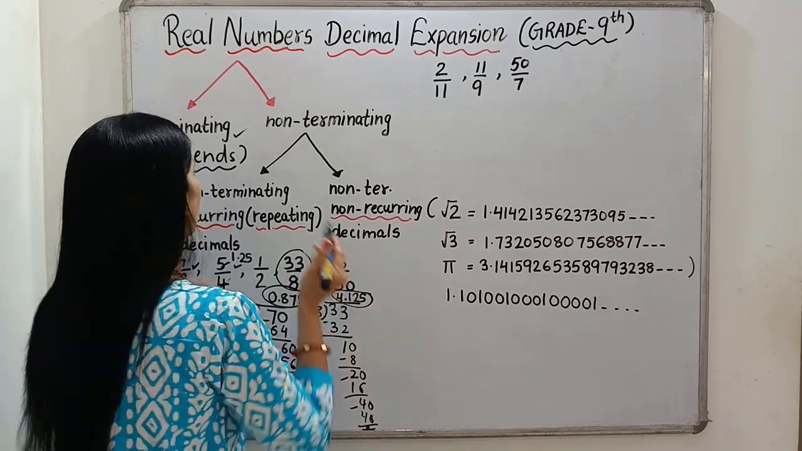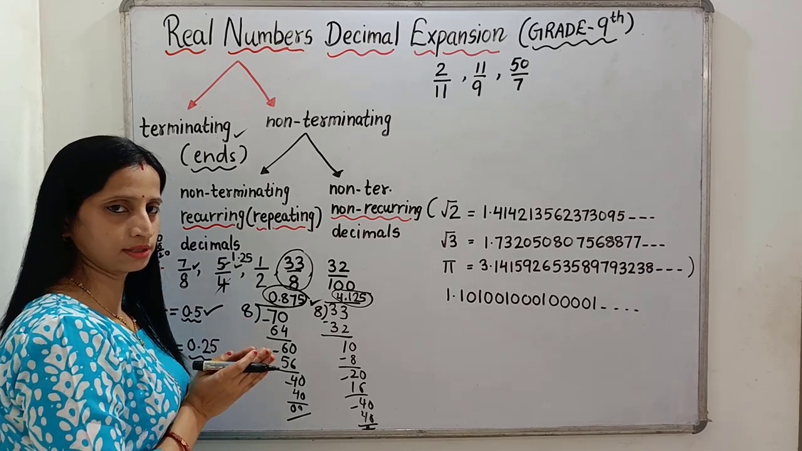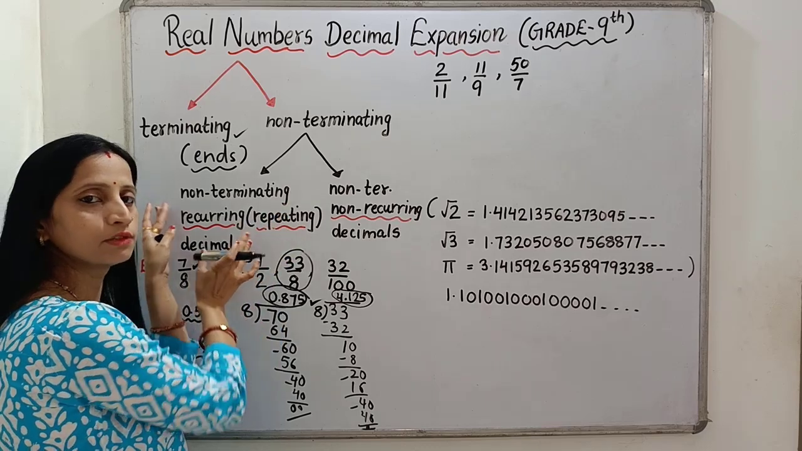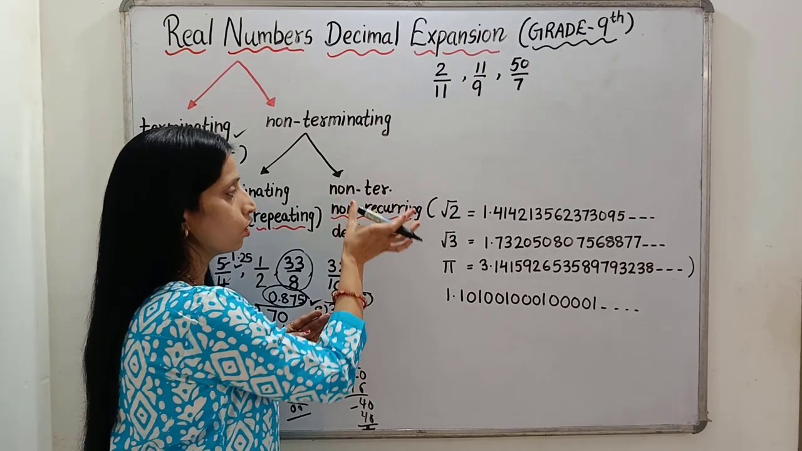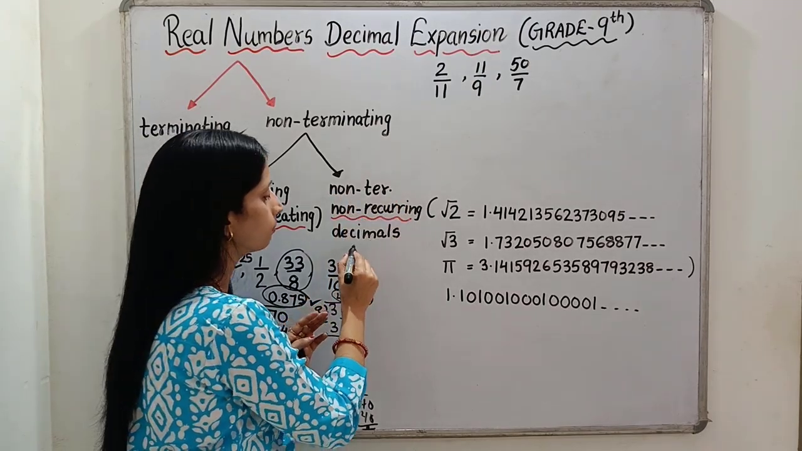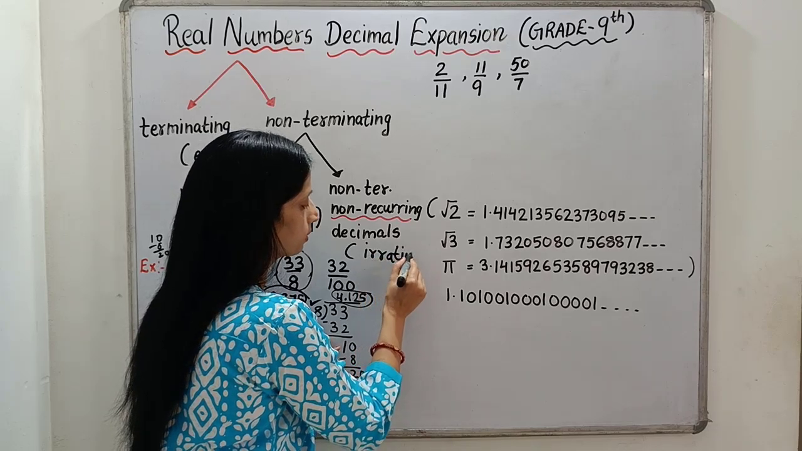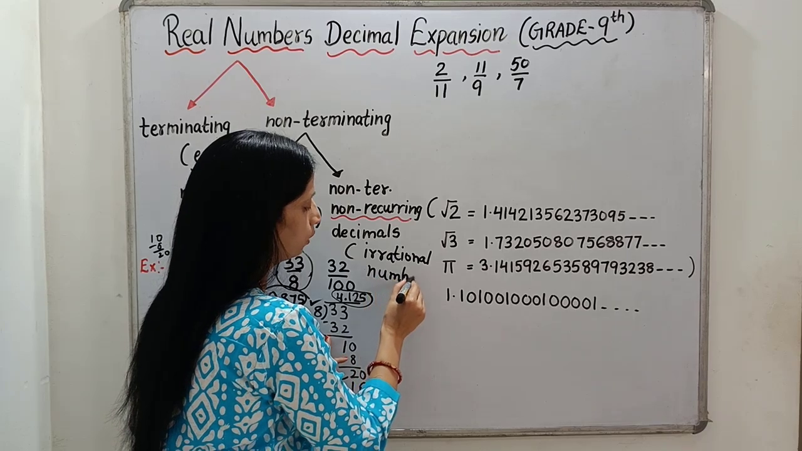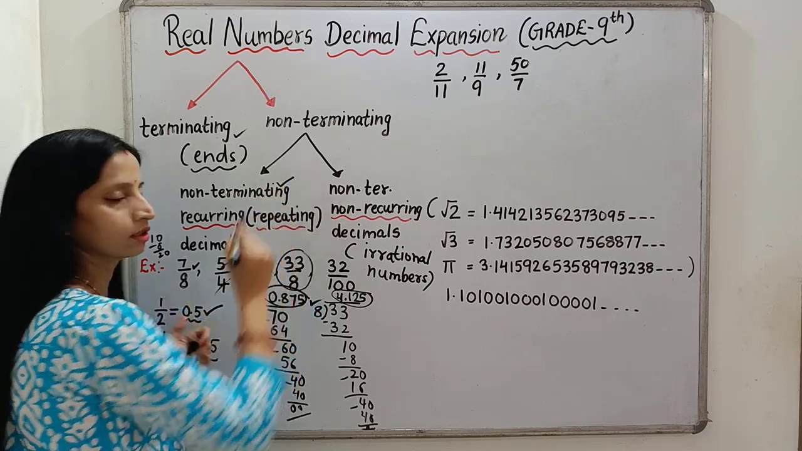So all the terminating decimal numbers will be rational numbers. Okay. And non-terminating repeating decimal numbers will again be rational numbers. Only these non-terminating non-recurring decimal numbers will be irrational numbers. Okay. Now I will tell you why. So first let me just take you to this one, to this term.